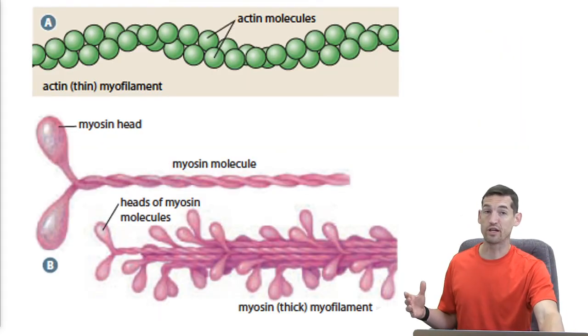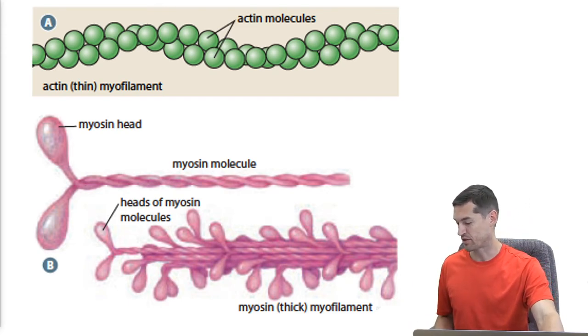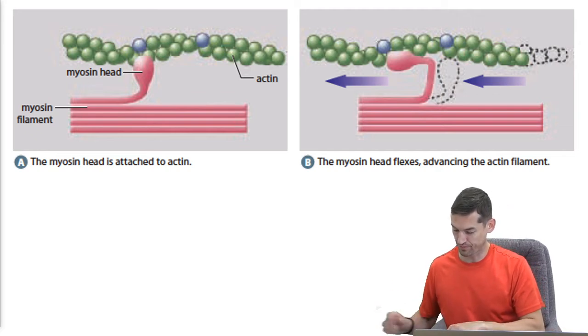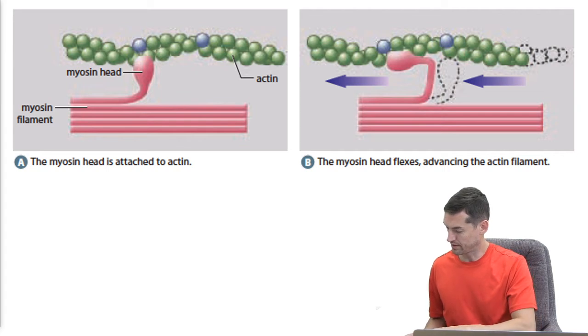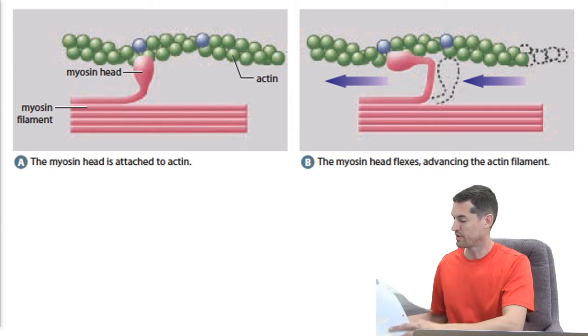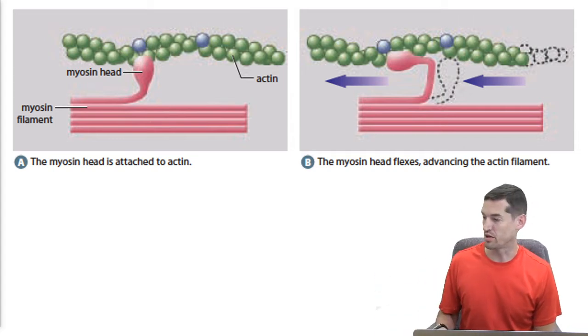Now, let's look at how the contraction actually happens if we zoom in. So in your notes, we're going to be starting on page 4. Yeah, let's go to page 4. So you've got this diagram on page 4 in your notes. We'll just follow along here.